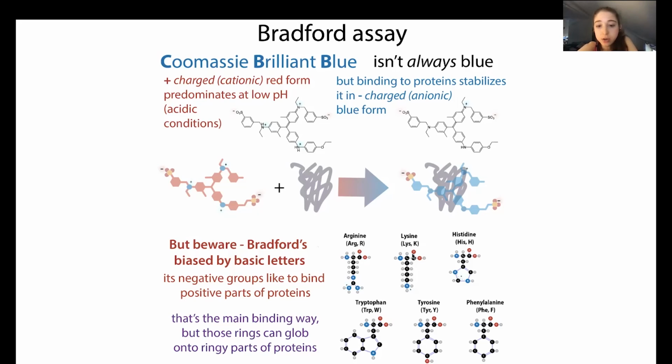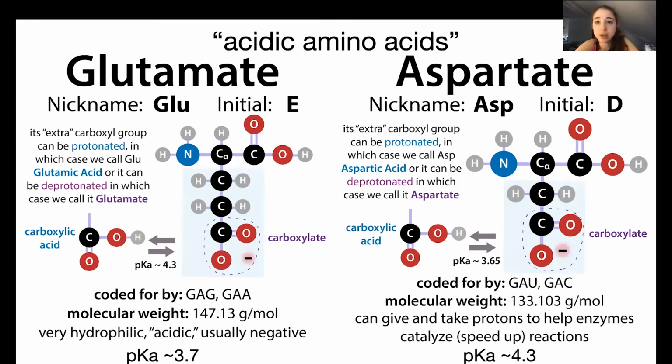And so it'll be biased by if your protein has a lot of arginine, lysine, and histidine. And it'll also be biased by these ringy ones, which will bind to its ringy ones. So that's something to be aware of. So just a little overview.